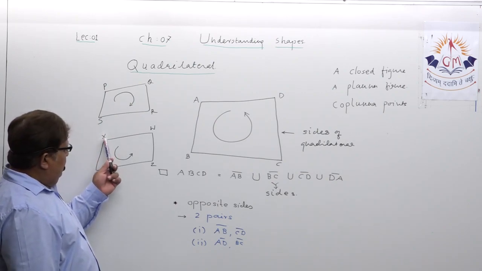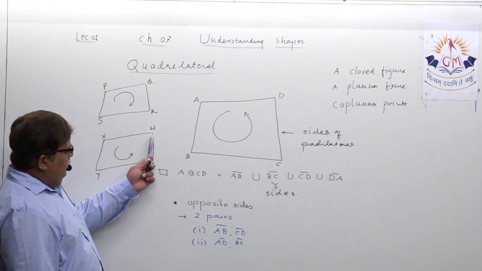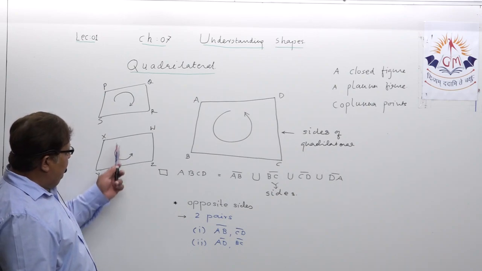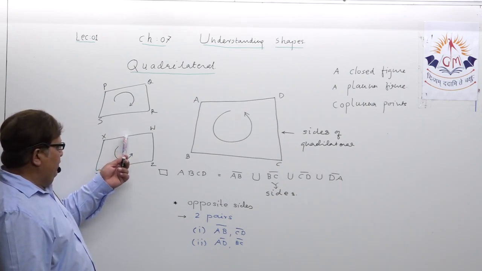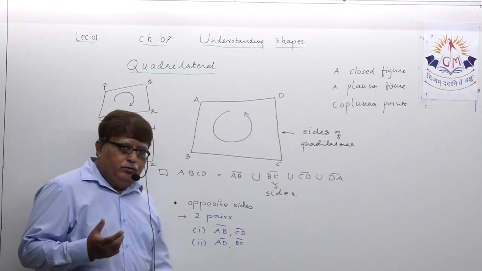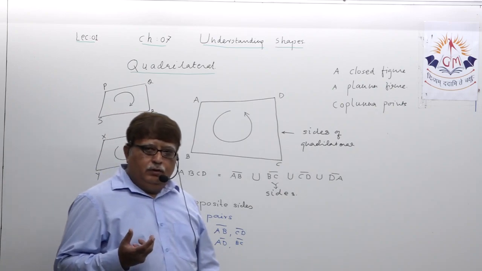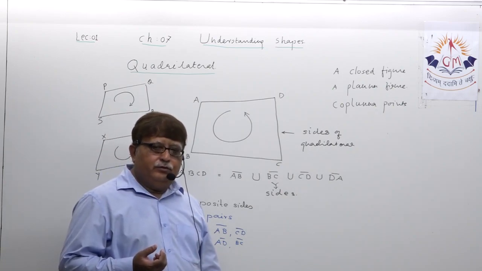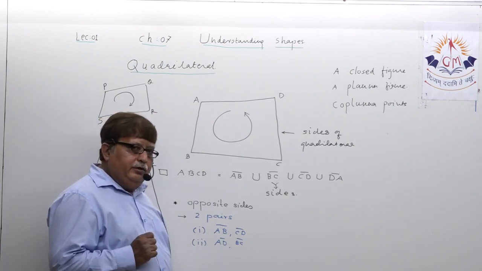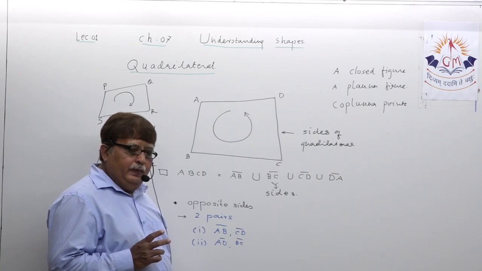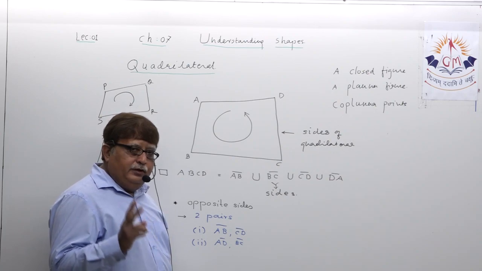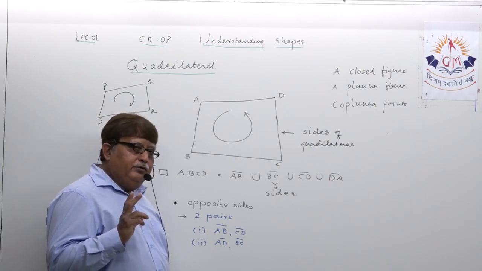Here, XY and ZW or WZ, whatever you can speak, one pair. Second pair, XW and YZ, two pairs of opposite sides. You understood this? Okay, so this is clear. A quadrilateral has how many pairs of opposite sides? Two pairs. You understood this?